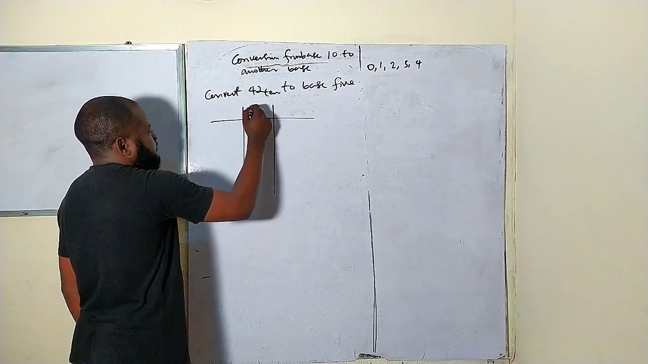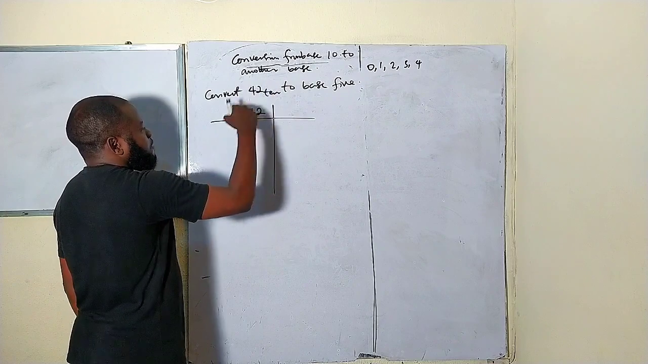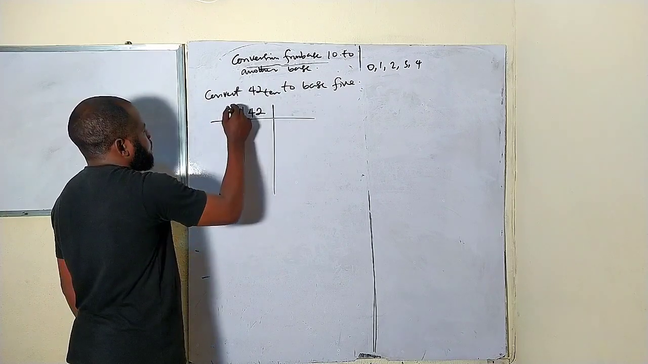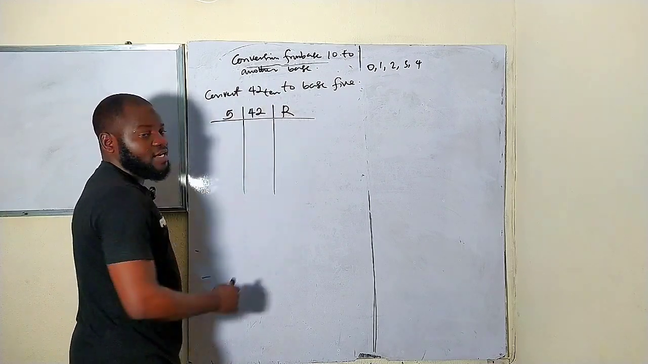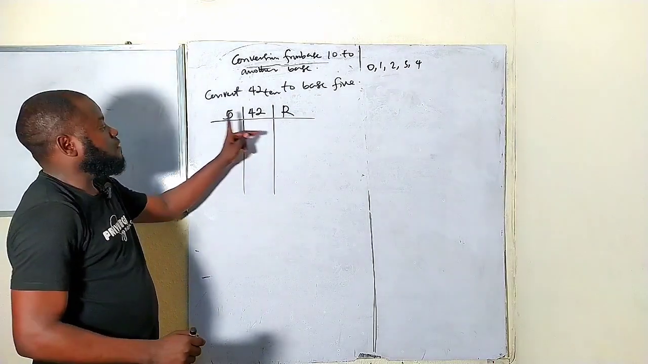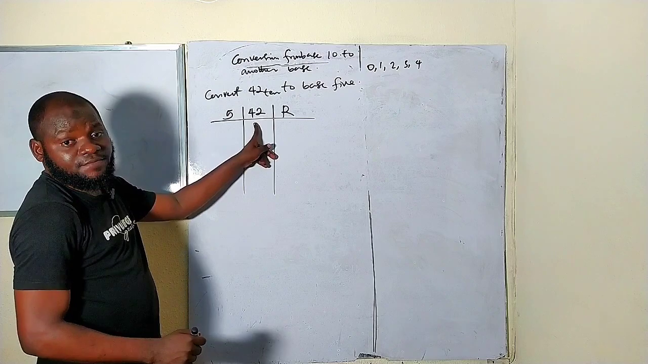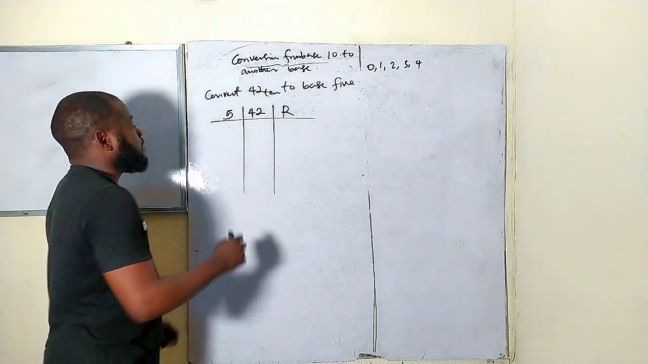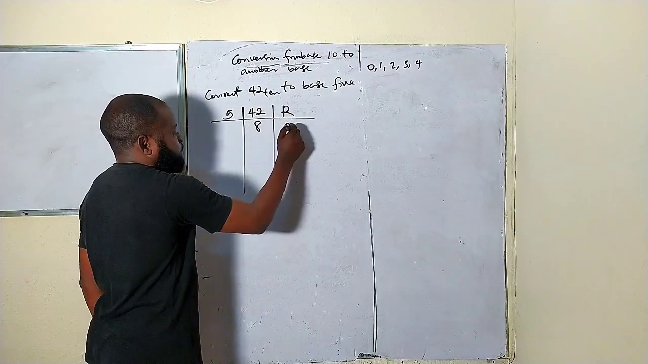The number you are converting, you put it here. The base you want to convert to, you put it here, and this is your remainder. Are you seeing the table? So we'll say 5 in 42. 5 in 42 will give us 8, because 8 times 5 will give us 40. So we have 8 remainder 2.